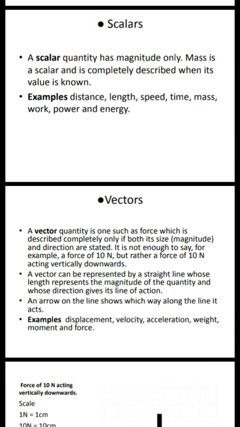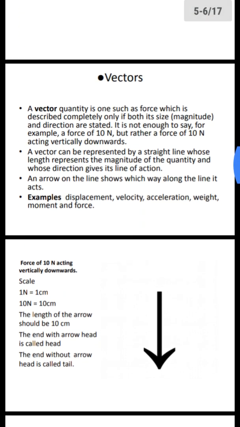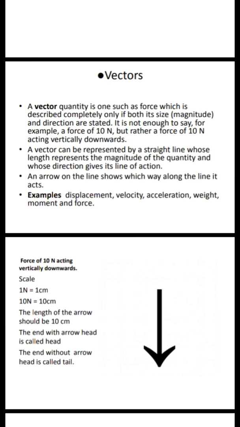Now, the physical quantities are further divided into two types, scalar quantities and vector quantities. A scalar quantity is a quantity which is described by only magnitude, whereas vector quantities are described by both magnitude and direction.